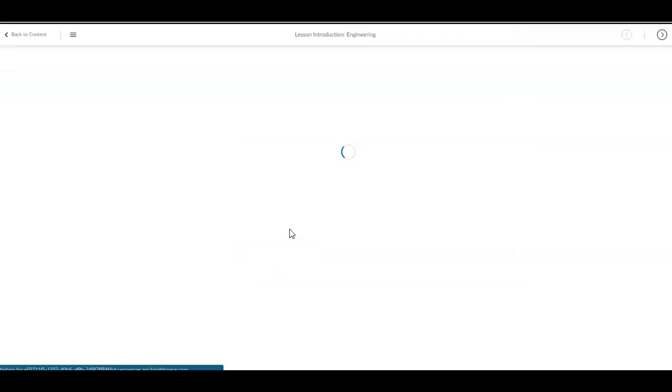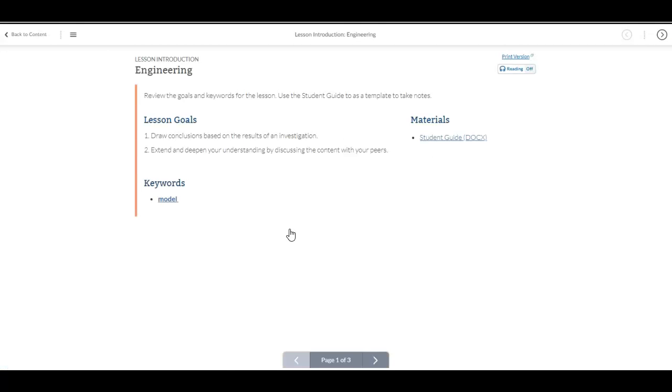So as we get started today, we're seeing how engineering ties into physical science. So we want to draw conclusions based on the results of an investigation, and we want to extend and deepen our understanding by discussing the content with our peers. However, in middle school, you will see discussion instructions at the end of the lesson, and there is not a discussion submitted for this lesson.